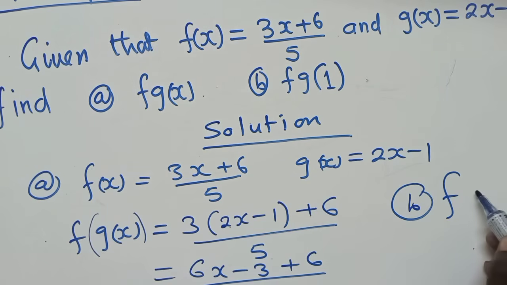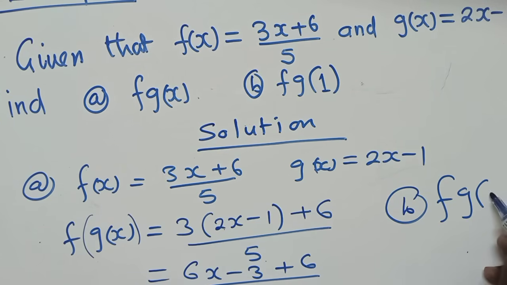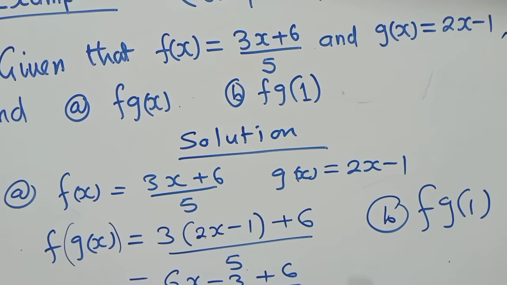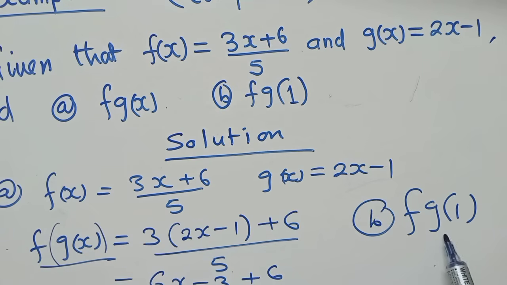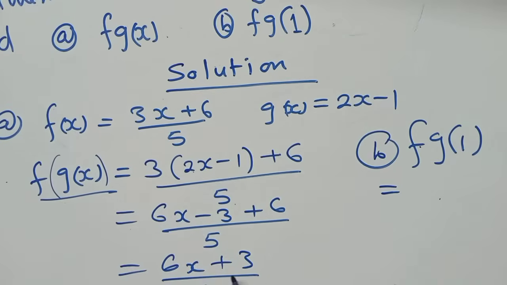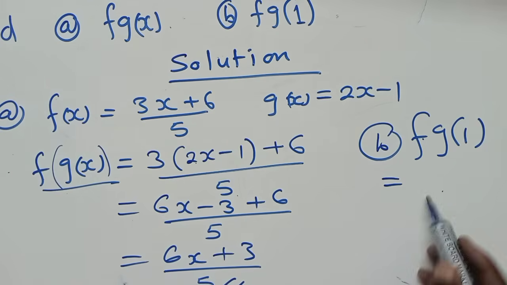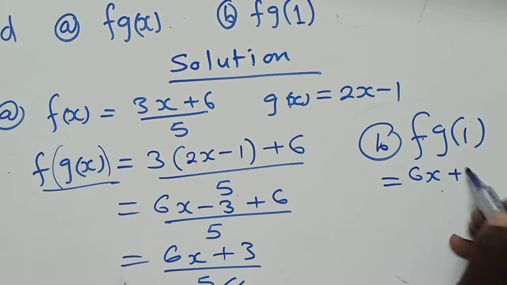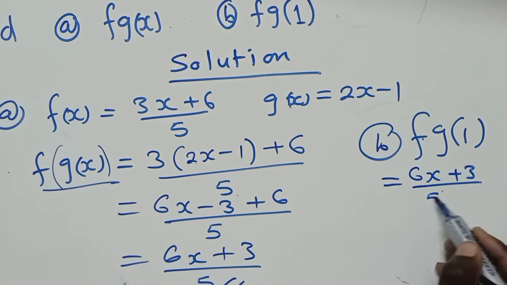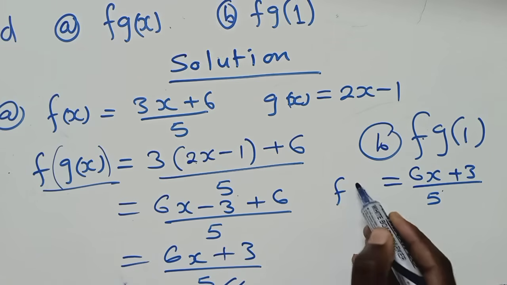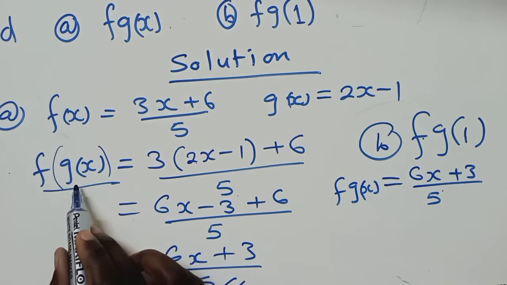they want us now to find f of g of 1. So if you see what we found here, it's similar to what they want us to find. We have f here and f there, g of x, 1. So it's a little bit similar. So what it means is we get the function we've just found, which is (6x + 3) over 5. This is actually f of g of x, what we just found here.